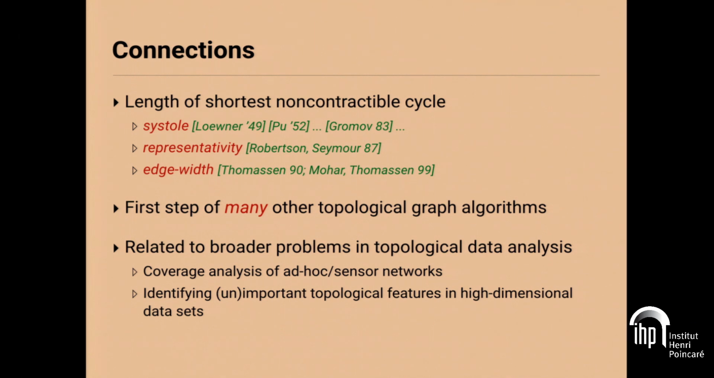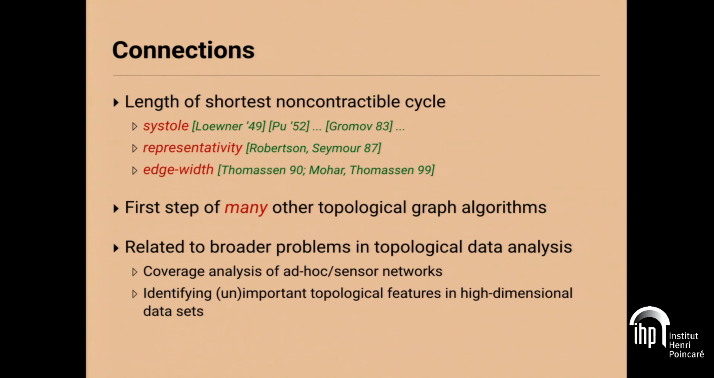Geometric topologists think of the length of the shortest non-contractible cycle as something called the systole. This was studied in particular by Gromov in the mid-'80s. People who work in topological graph theory, graph minors, and so on refer to exactly the same object as representativity. This is just, now I have a graph that I embed on a surface, and I want to know what the length of its shortest cycle is.